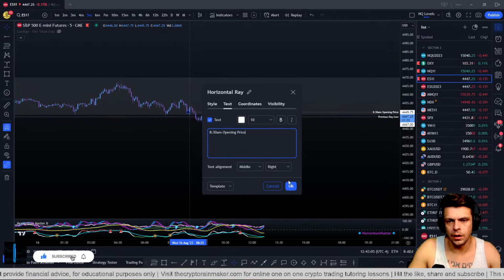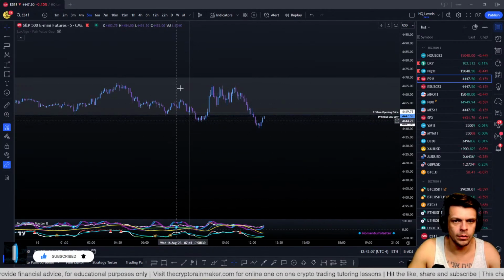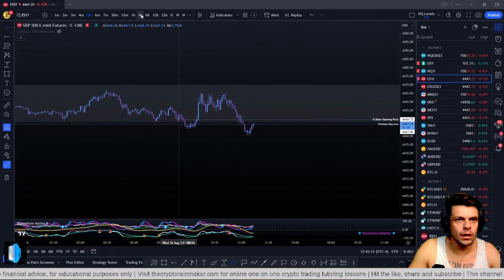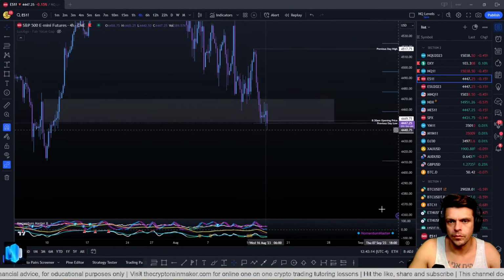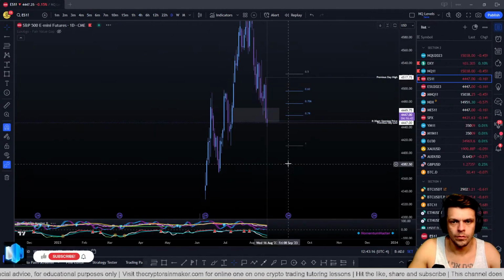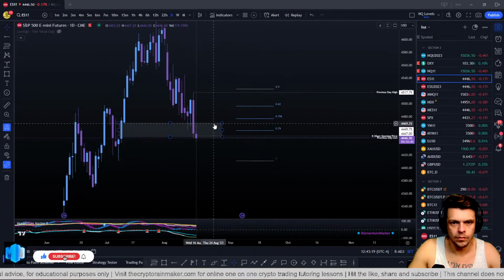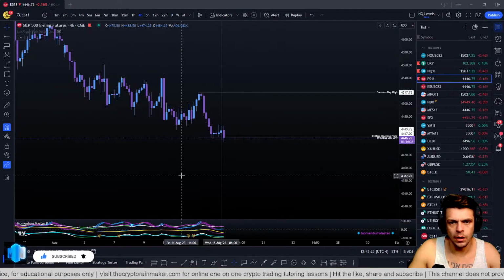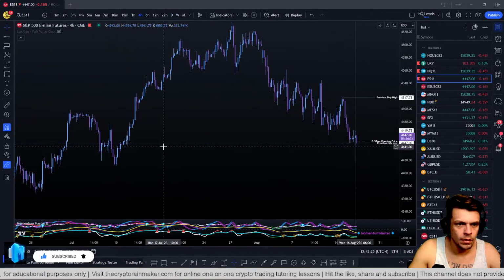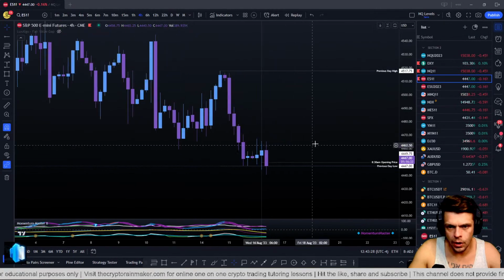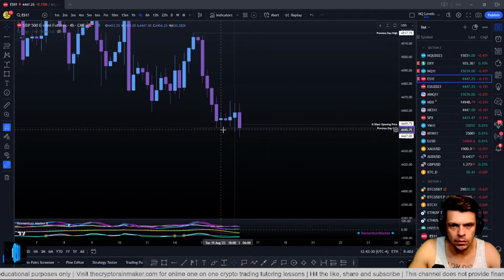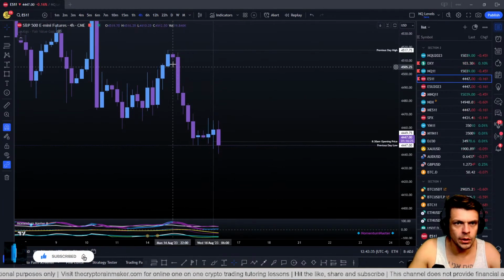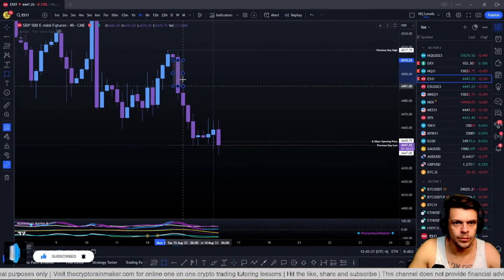Okay, that's our 8:30 opening price, so the algorithmic opening price. Okay, so let's go to the 4-hour chart. Okay, we are on the 4-hour chart. On the 4-hour we can see that we came down, took out the local sell side liquidity. We have a pretty big imbalance right here.